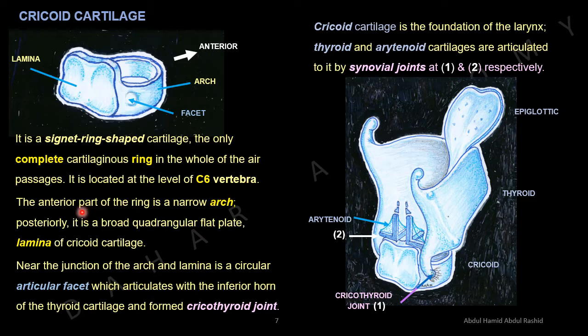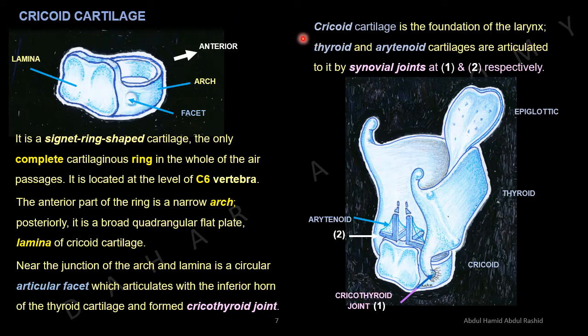The anterior part of the cricoid cartilage is narrow, called the arch of the cricoid cartilage, but the posterior part is wide, a broad, flat plate called the lamina of the cricoid cartilage. At the junctions between the arch and lamina, we have a circular articular facet, where the lower process or lower horns of the thyroid cartilage articulate and form the cricothyroid joint.